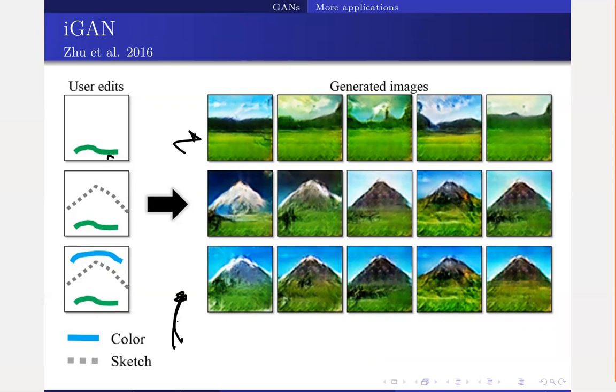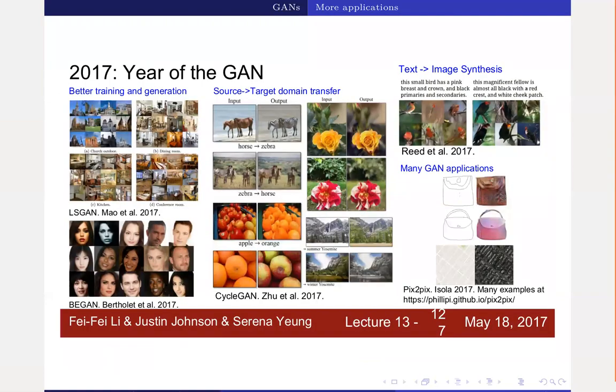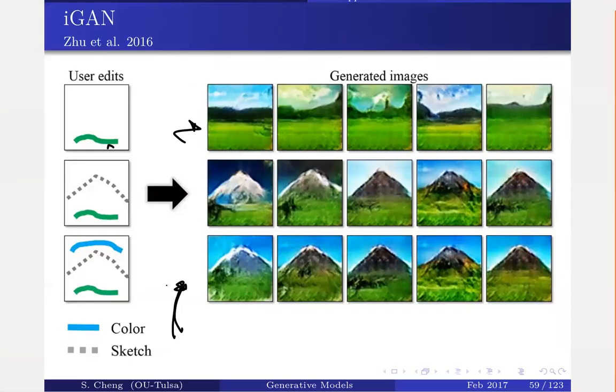It cannot realistically be used by artists. It's still very primitive at the moment. Okay, I guess that's it. So this is GANs. Yes. Oh, yeah, this is pretty cool.